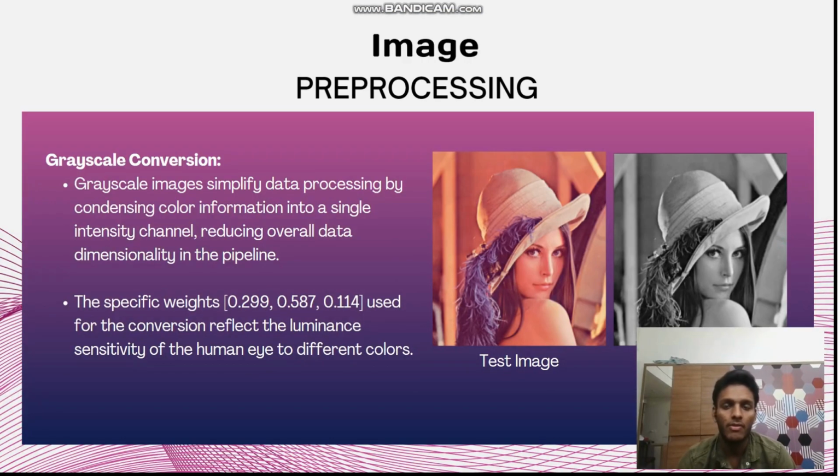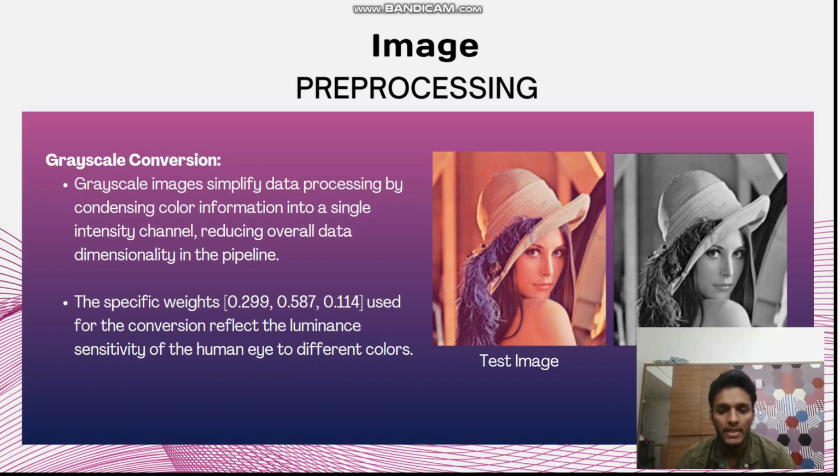Coming to the first step of our methodology, that is image preprocessing. In image preprocessing, we followed mainly two steps, that is grayscale conversion and Gaussian blur. The first one is grayscale conversion. In simple terms, grayscale conversion is making colors simple.